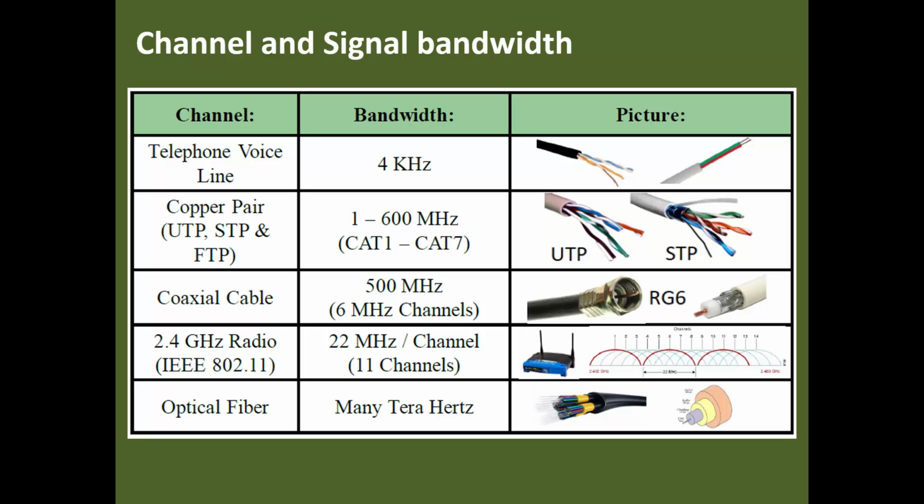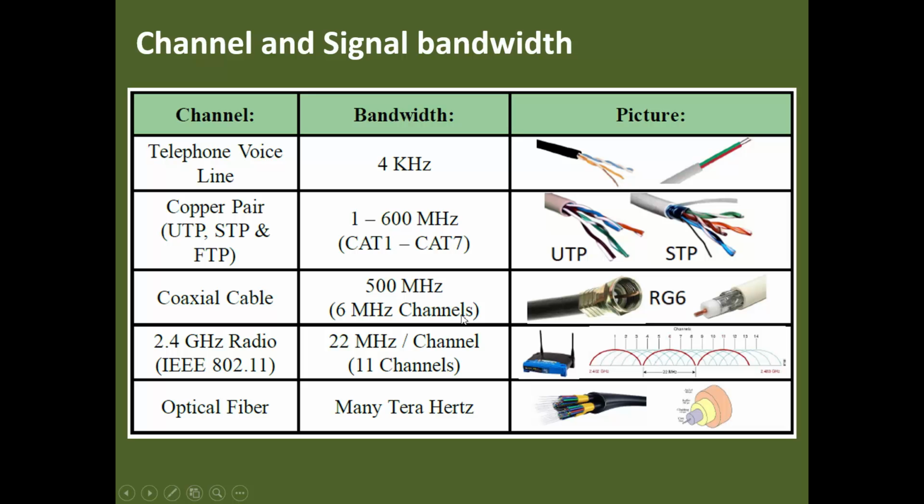The channel bandwidth requirement for a telephone voice line is 4 kilohertz. A copper pair normally offers 4 kilohertz. So if this is the telephone voice line channel, the bandwidth offered by the channel is 4 kilohertz. Copper wires, unshielded or shielded twisted pairs, offer a range from 1 to 600 megahertz, Cat 1 to Cat 7. These are the categories of the copper pair cables. Then coaxial cable offers a bandwidth of 500 megahertz, with 6 megahertz channels.